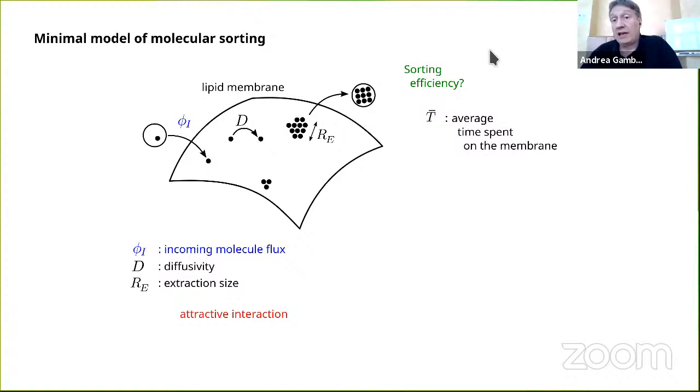So can we actually compute this residence time for this kind of system, that for simplicity we may study in the stationary state? So we have some molecules coming in and some molecules coming out, and on average the influx and outgoing flux are the same.